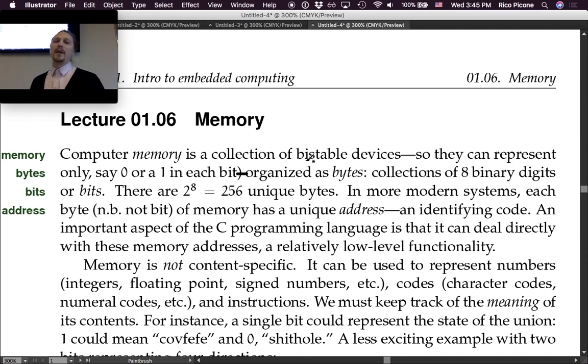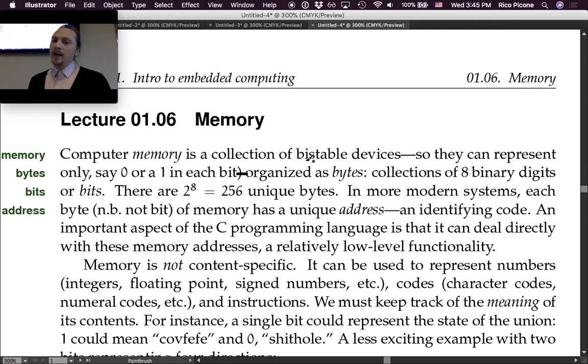Organized as bytes. So the actual physical things that memory resides in are bistable, which means they can either be one thing or something else. They can be in either one state or another state. Okay?